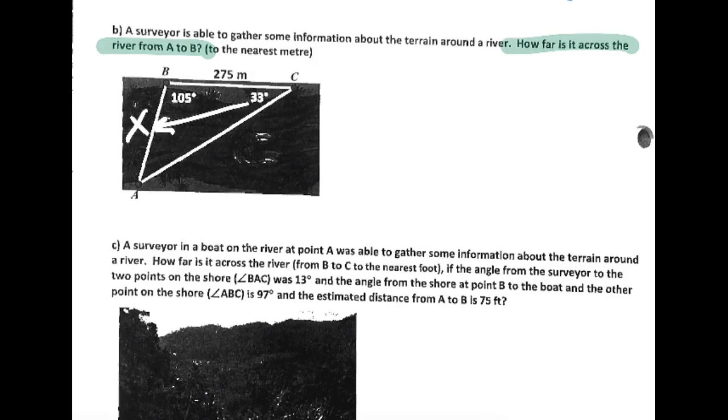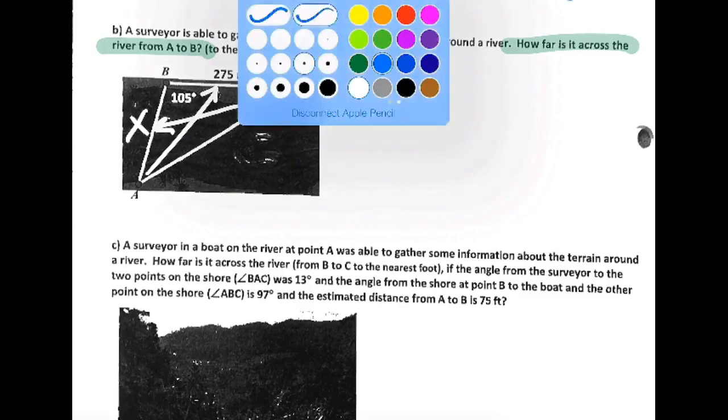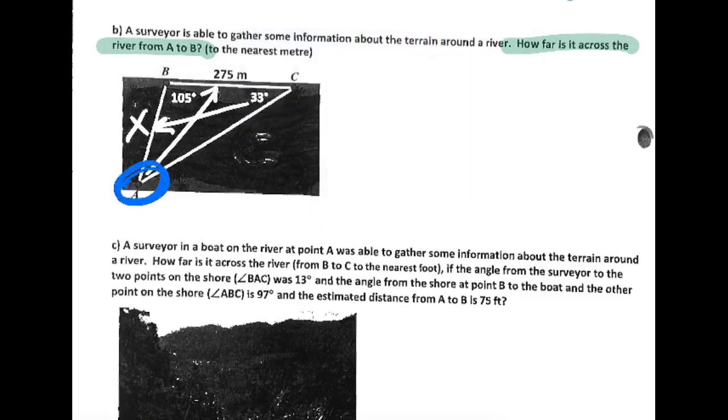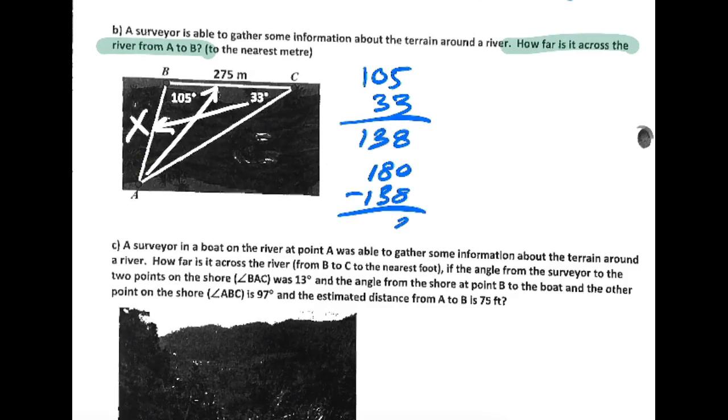But what we don't have is anything across from this 275. So we need to find this angle down here. Same way we did before above. We have 105, we have 33. That's 138. If you take that away from 180, you end up with 42 degrees down in this corner here.